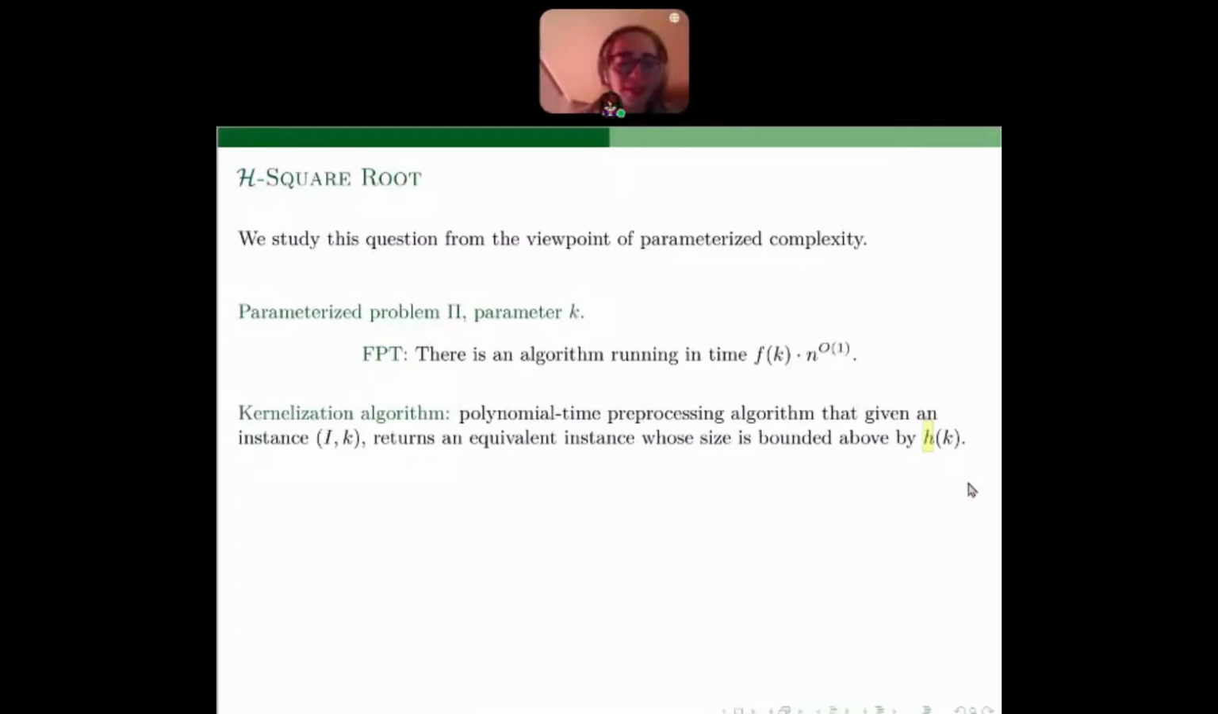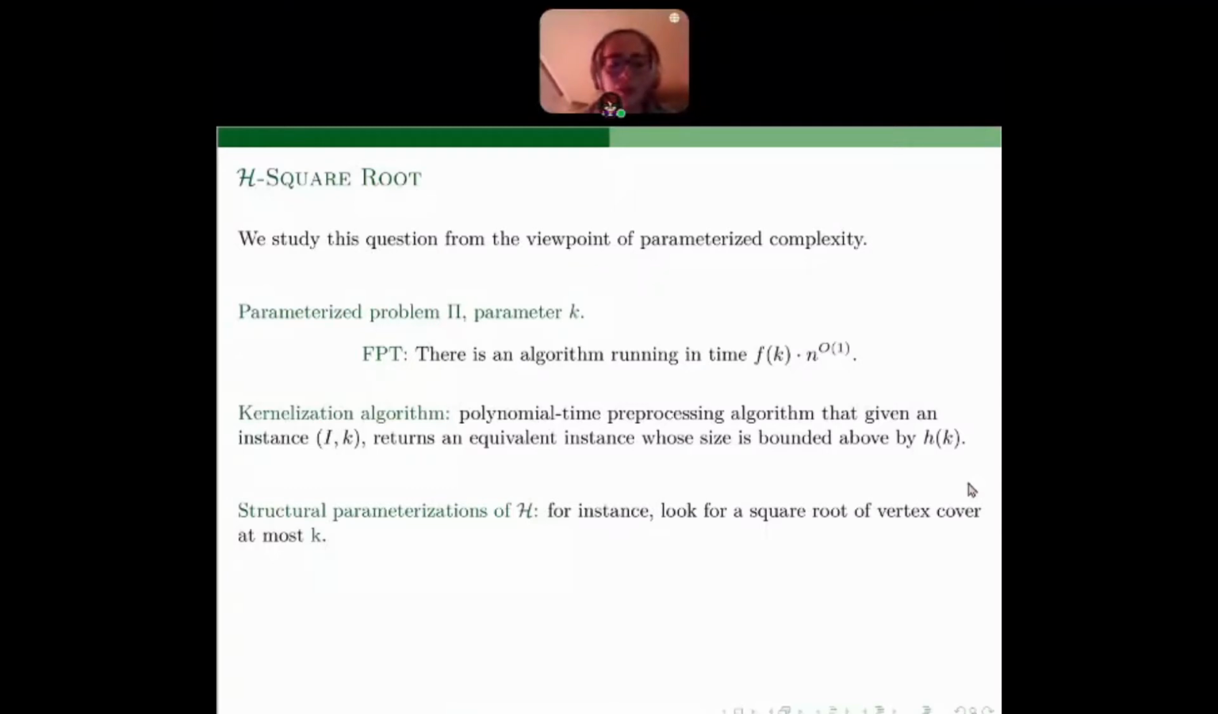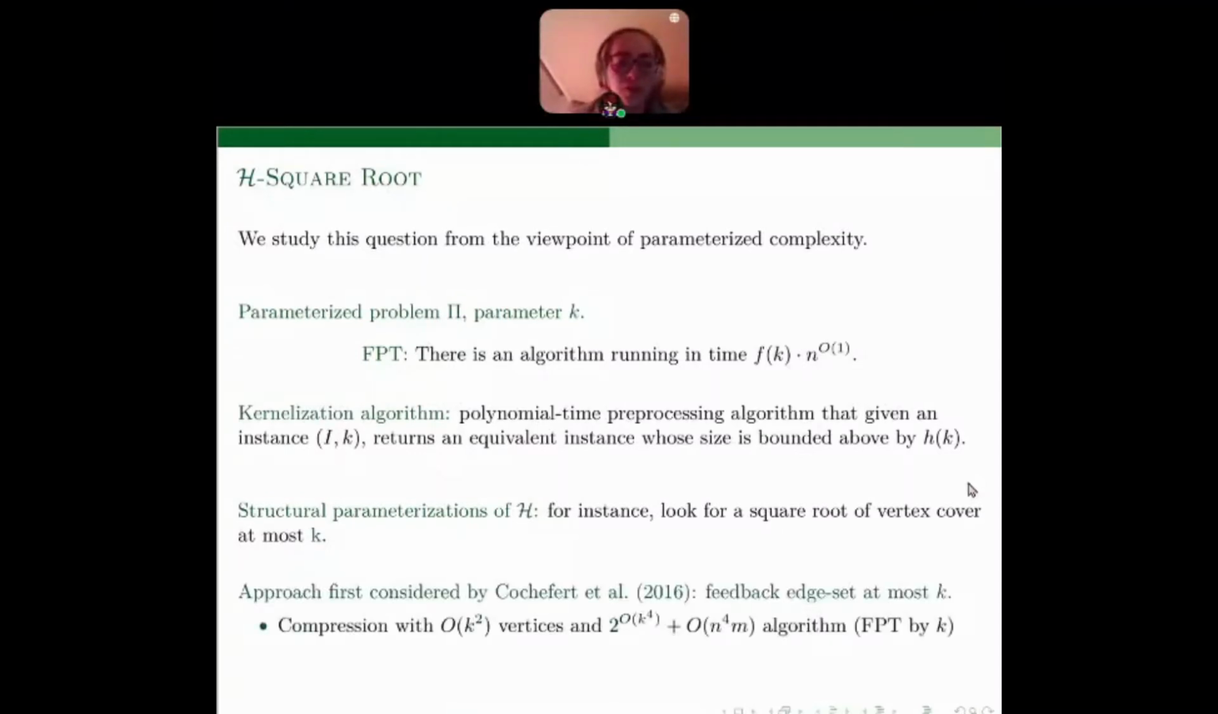But again, we're doing parameterized complexity, so we need a parameter. And here in our square root problem, our parameter will be what we call a structural parameterization of the graph class H. So for instance, instead of looking for a square root that is chordal or that is bipartite, we will look for a square root that has a certain parameter at most K, for instance, vertex cover. This approach was first considered by Koshfer and others, and they did it with feedback edge set of size at most K. A feedback edge set is a set of edges that you delete and you get a forest. So they got the results that you usually want when you look at a parameterized problem: a polynomial compression and an FPT algorithm that is single exponential in K.